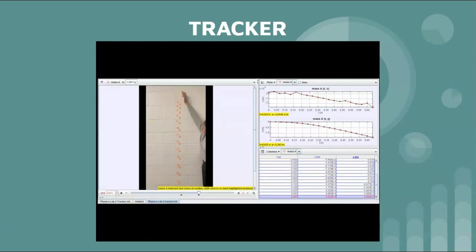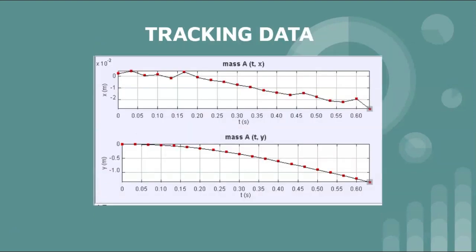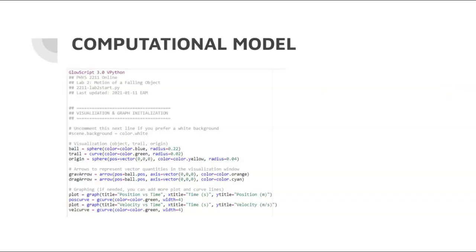The data from the tracker shows the graph of position in the y direction against time, and it is a downward sloping curve. To code the computational model, I used the GlowScript starter code that was provided. The code in the image affects the visual representation of the ball, so I did not edit anything inside. I put in the initial conditions, as mentioned before, and the magnitude of the acceleration due to gravity.